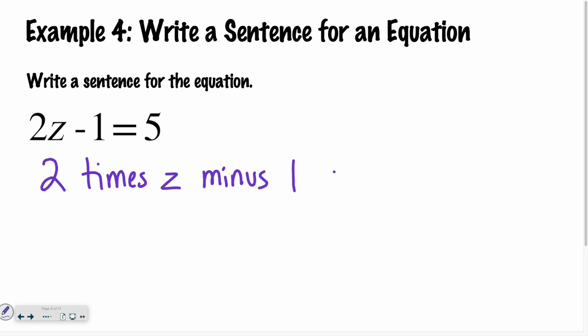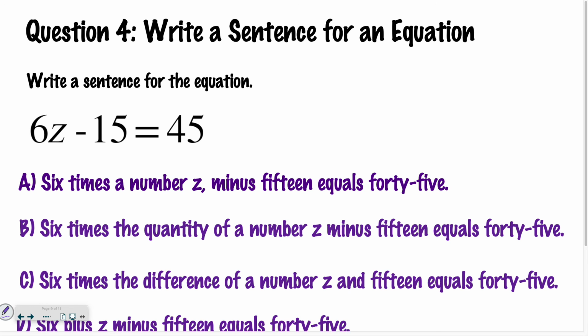Equals, or you could say is, 5. So 2 times z minus 1 is 5. 2 times z less 1 equals 5. The product of 2 and z minus 1 equals 5. So there are lots of different options. I'm not going to write all of them down, but as you can hear, you have a lot of different options.